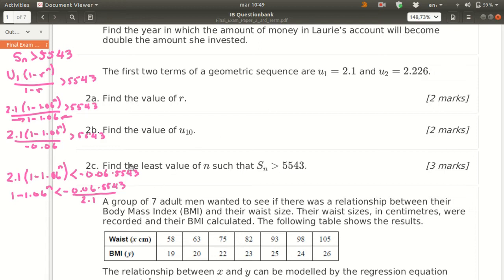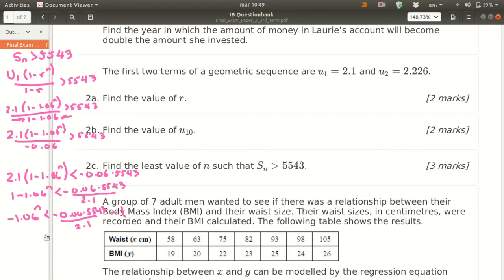So now, there's a couple of ways that we can continue with this problem. One of them would be to bring 1.06 to the right side, okay? And all of this is negative, so we can bring it to the left side by adding, or we can bring this 1, subtracting 1 on both sides. So let's do that instead. So negative 1.06 to the power of n is less than negative 0.06 times 5,543 divided by 2.1 and then minus 1. Okay?